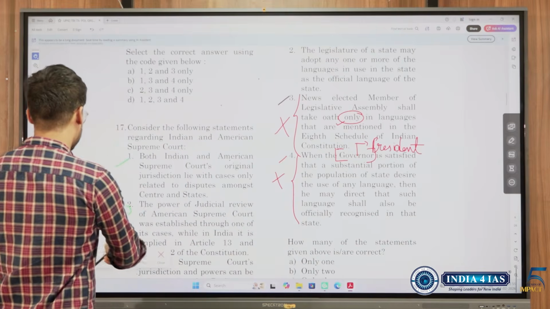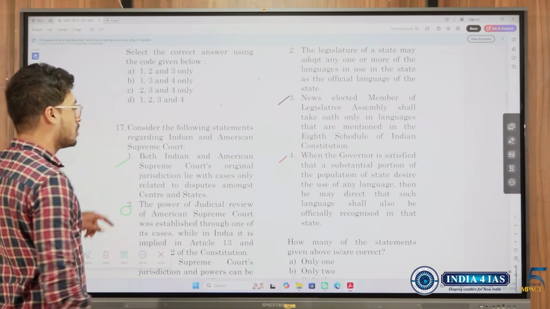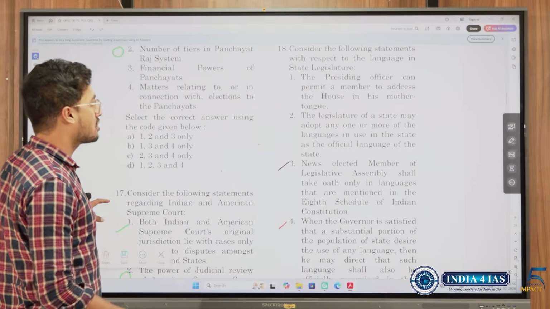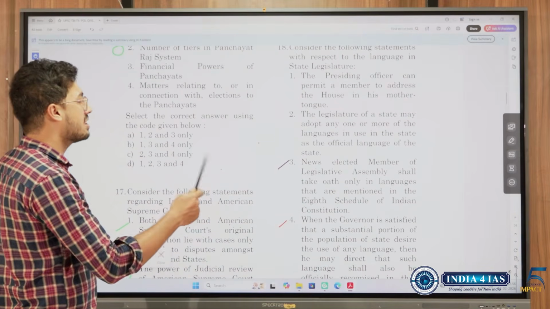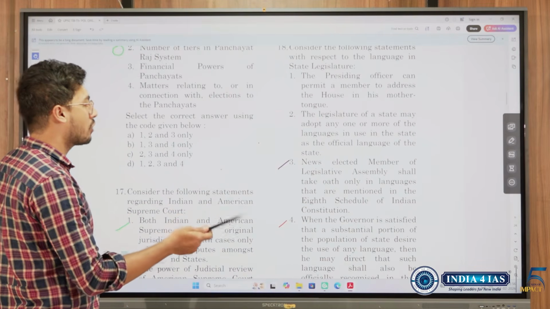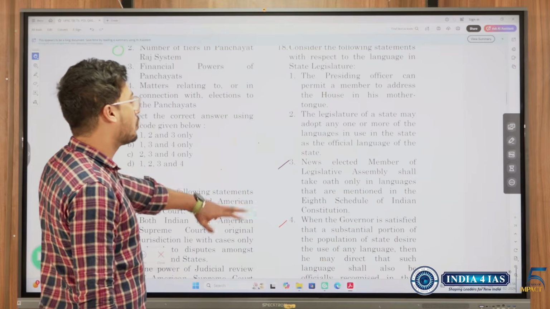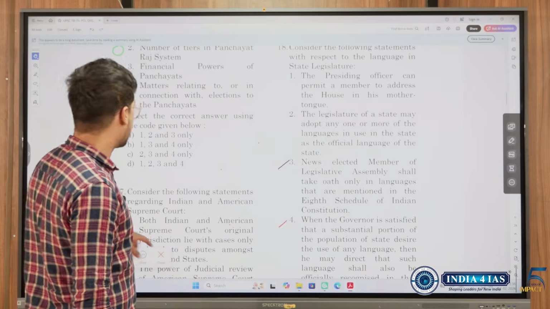And the other two statements were direct and easy, and you should have managed. For example, the presiding officer can permit a member to address the house in his mother tongue, which is correct. Legislature of a state may adopt any one or more of the languages in use in the state as the official language. These are correct. So 1 is correct, 2 is correct, 4 is wrong, 3 is wrong. So the answer becomes only 2.